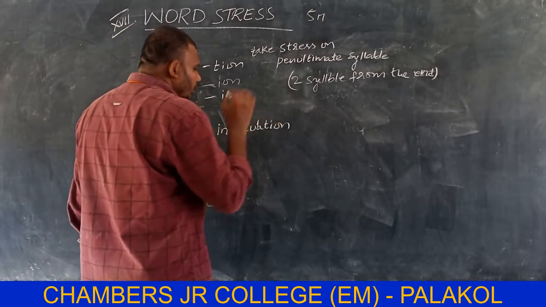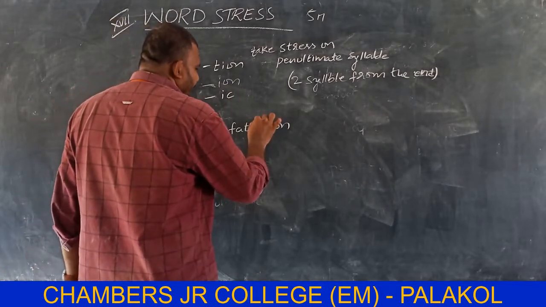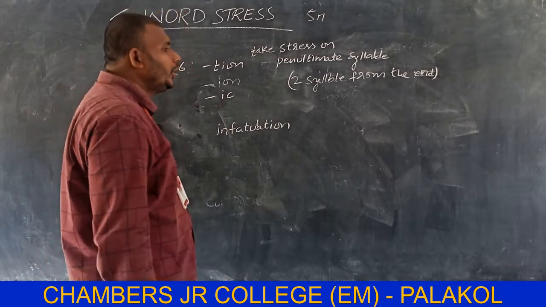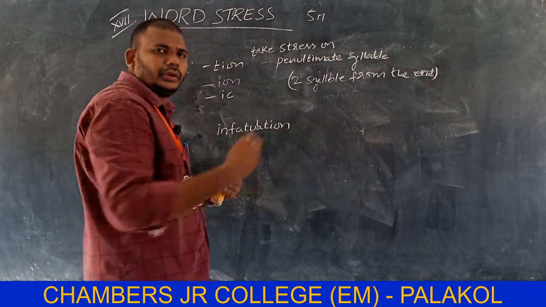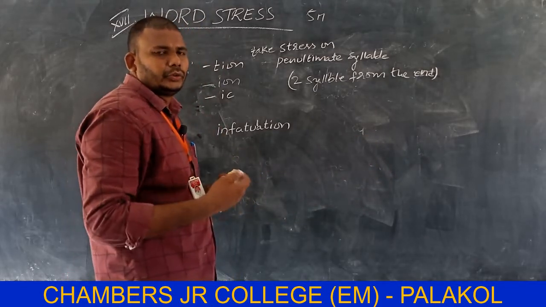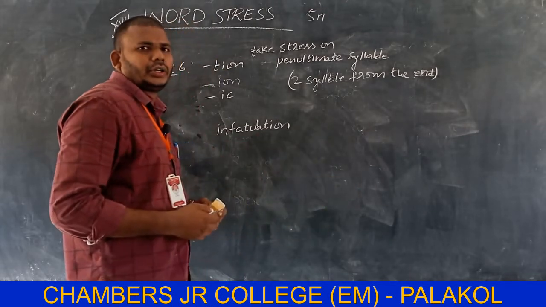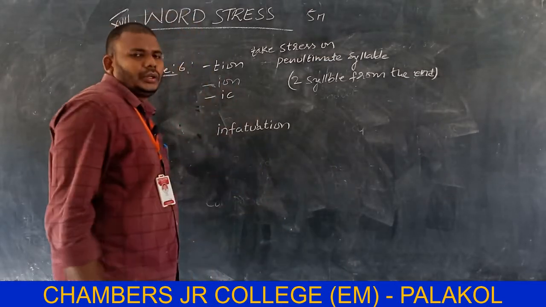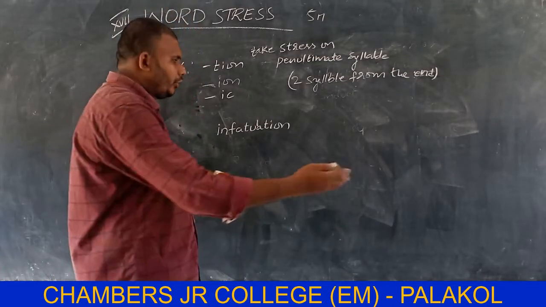Infatuation. Ye is the separate syllable here. So put the stress mark on ye. Remember, you need not divide them into syllables. If the rule is flashed in your mind, if you confirmed a particular letter is the stressed one, a particular syllable is the stressed one, just directly draw the vertical bar on it. You need not divide them.